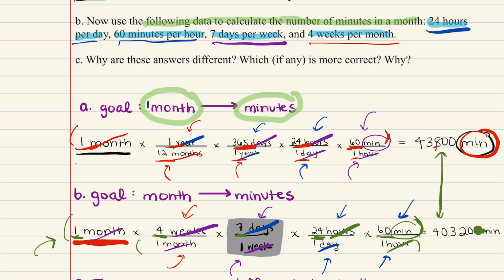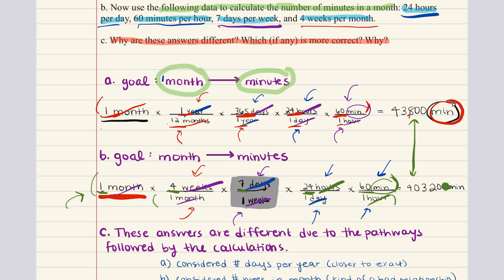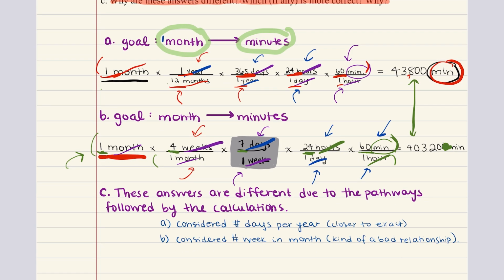Okay, now this is really interesting. We have different values of how many minutes are in 1 month. And part C actually asks you, why are these answers different? Which, if any, is more correct and why? Okay, so the answer here to why these answers are different lies in the conversion factors we used.